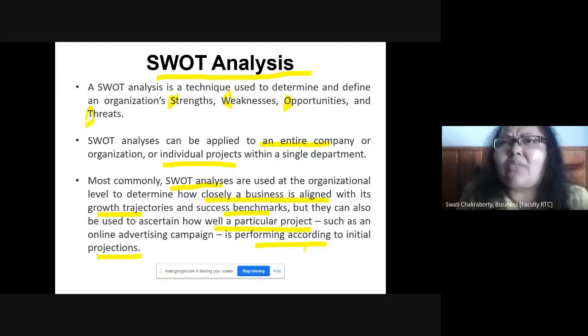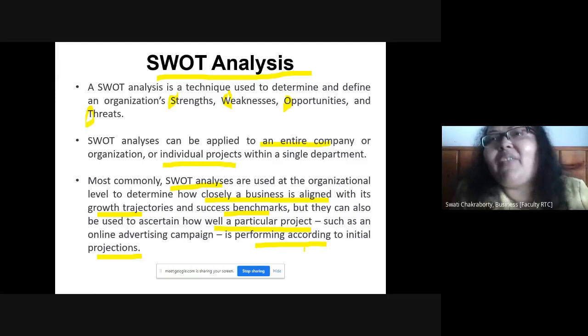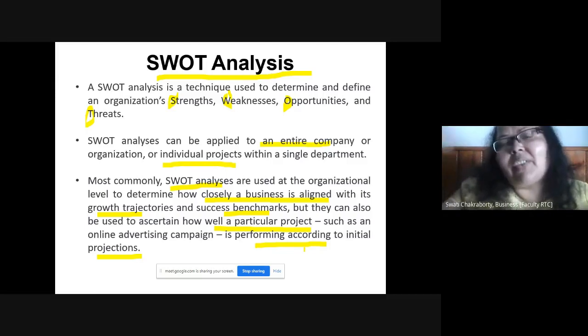And why do we actually need to do this analysis? Otherwise, we will never get to know where we are standing today, how far we've improved, and what are the areas where there needs to be improvement. If we don't do this analysis, there won't be any feedback. We cannot improve.